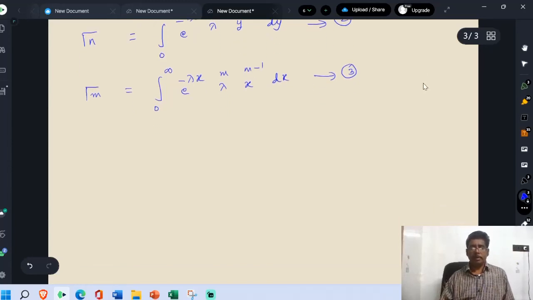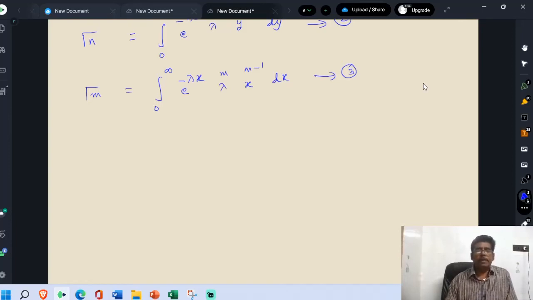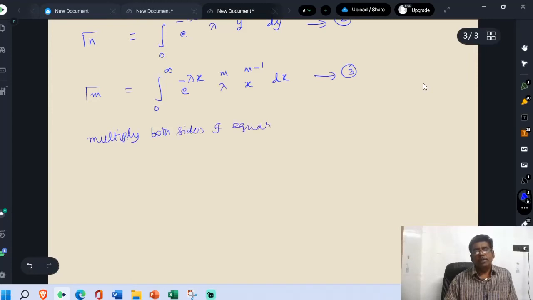Now multiply both sides of equation 3 by e power minus lambda. We know that we are expecting the term gamma of n here. Already we have expressed the term in terms of e power minus lambda x. Therefore, multiply both sides of equation 3 by e power minus lambda, lambda power n minus 1, and then integrate with respect to lambda.